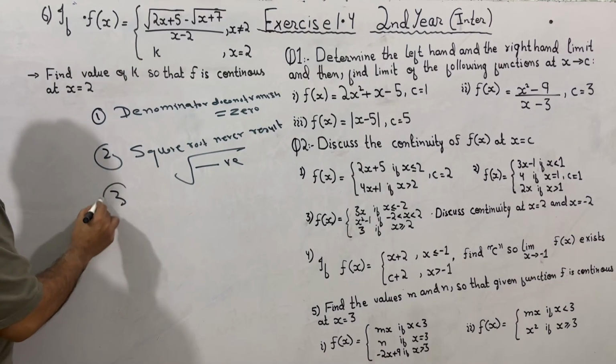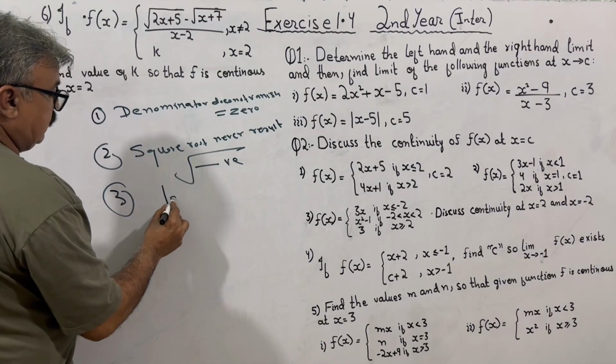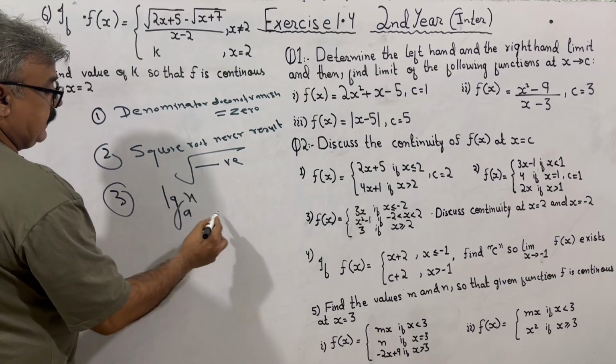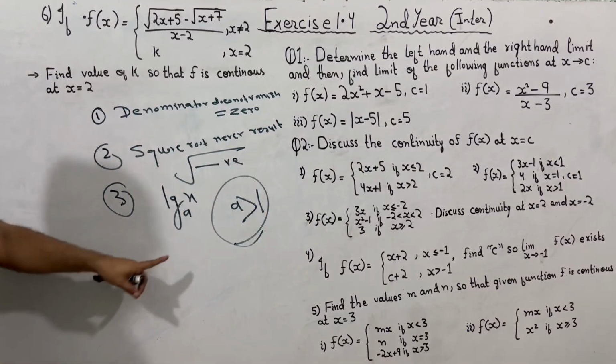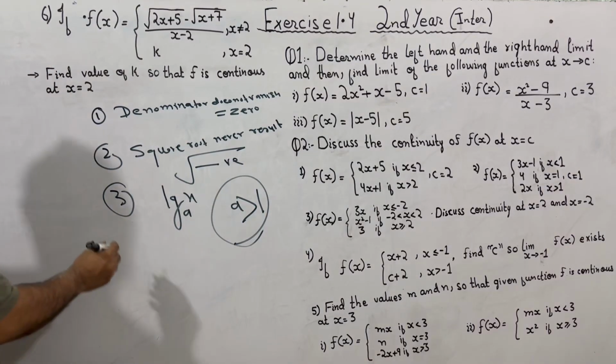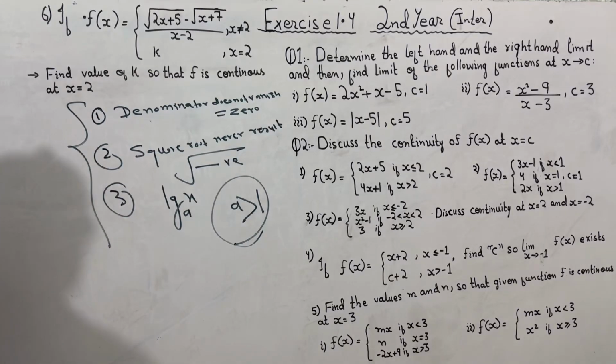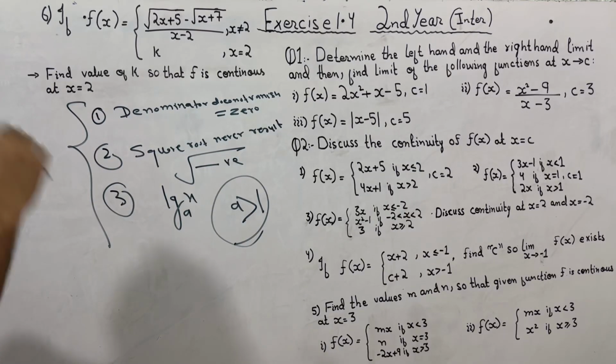Number three, for the base of a log, a must be positive as well as greater than 1. These are the three things you have to respect, you have to honor.